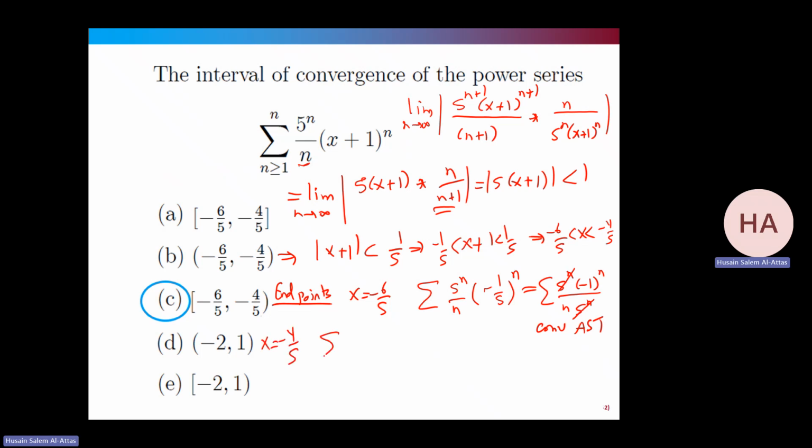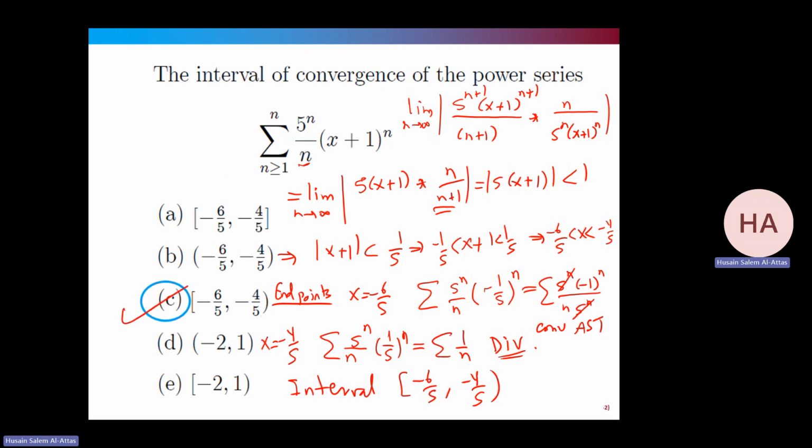x equal minus 4 over 5, see what will happen. I have the summation of 5 to the power n over n, with 1 minus 4 over 5, that will be 1 over 5 to the power n. So this is cancelled with this. I have the summation of 1 over n, which I know is diverging. So the interval will be closed from minus 6 over 5, open minus 4 over 5. And that will be the answer.